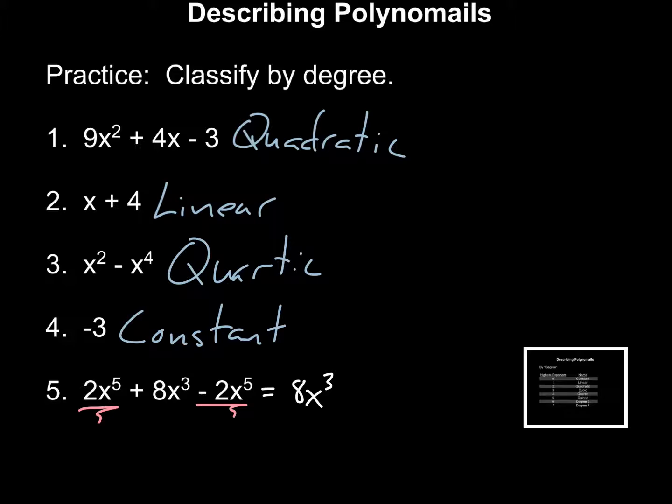I have to deal with categorizing it according to the simplified version. Because otherwise we could always add in extra stuff that would make it look like it was something else. So it's actually 8x cubed. So that means this is degree 3. And since it's degree 3, we would describe that as a cubic.